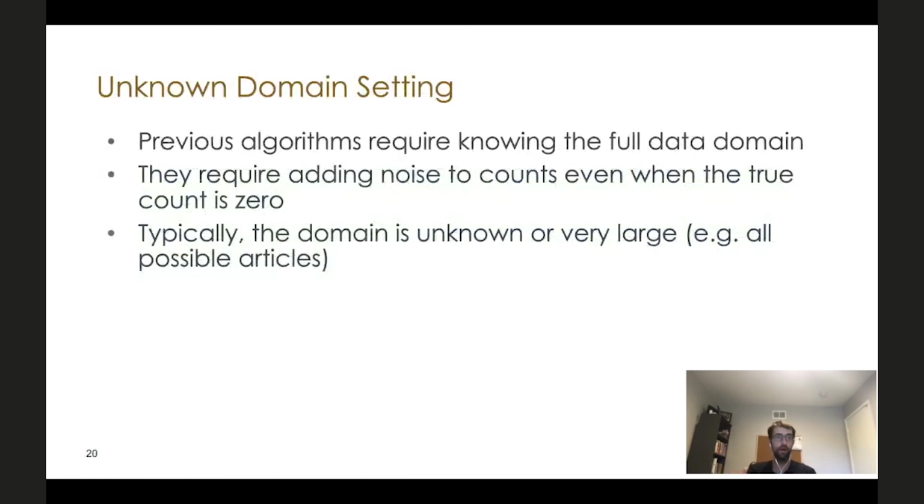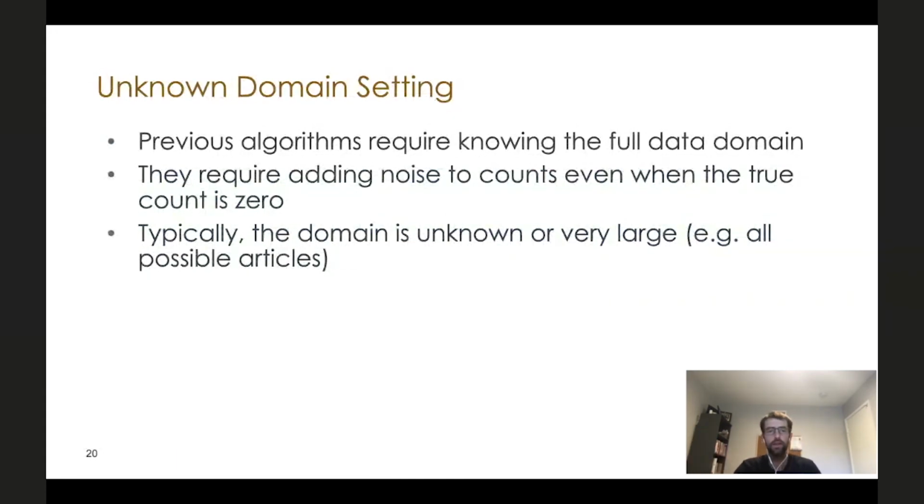So for something like the top 10 articles, we would then need to know all the possible articles that are available for a user to click, share, or comment on. And this might just be way too large, or maybe it's not even known in advance. We want the data set itself to tell us which articles are most engaged. So for this discovery portion of these algorithms, we need to do a bit more work. I would argue that it's typically the case that the domain is either unknown or just very large.